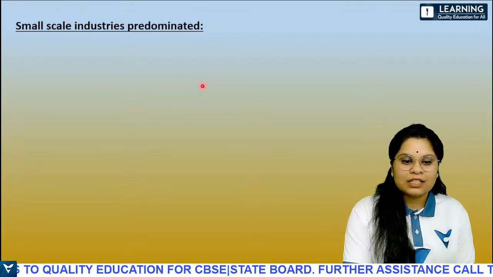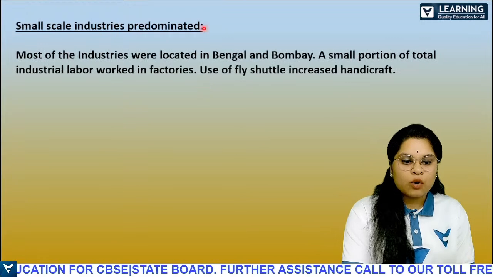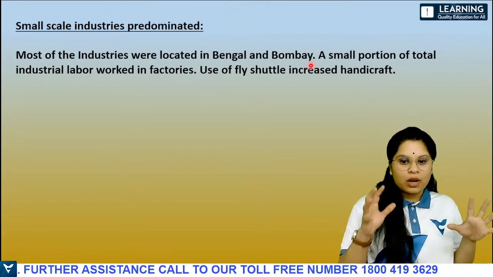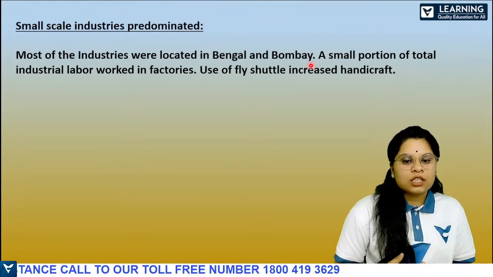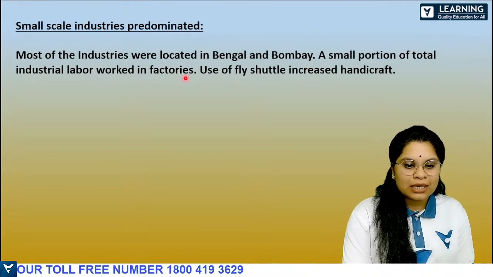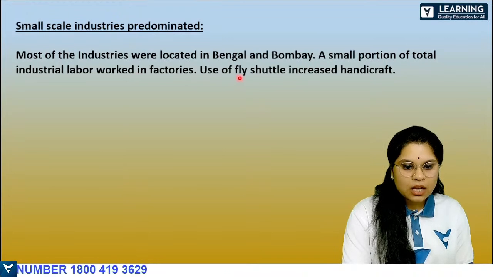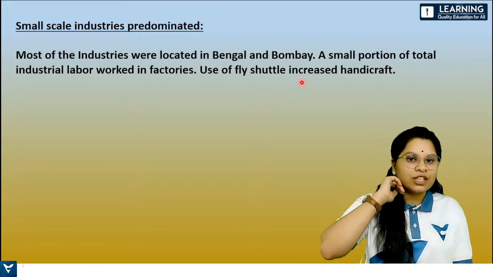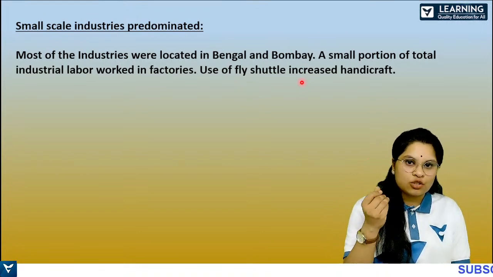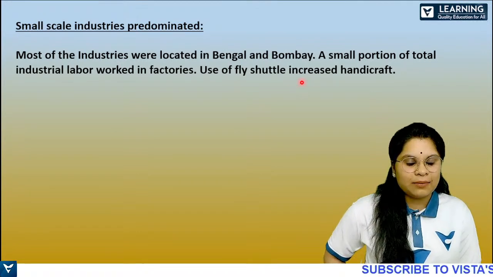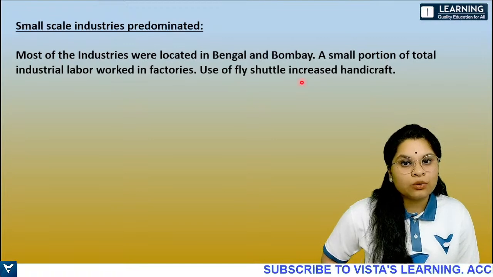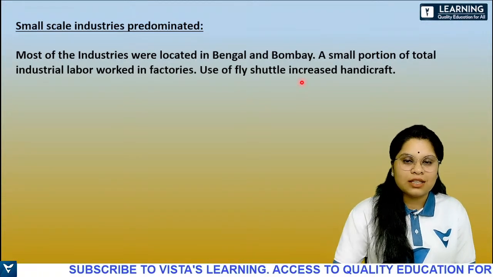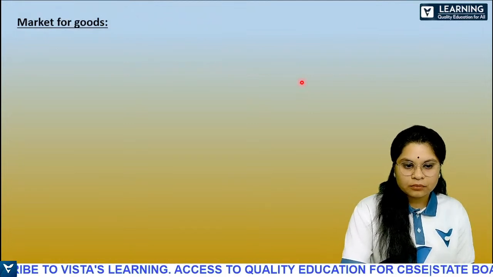Next, small scale industries predominated. Most of the industries were located in Bengal and Bombay, most of the cities. A small portion of total industrial labor worked in factories. Use of fly shuttle increased handicraft. So there's a fly shuttle also. That's also an instrument which made it very easy for people to do weaving. So use of fly shuttle also increased the handicraft.